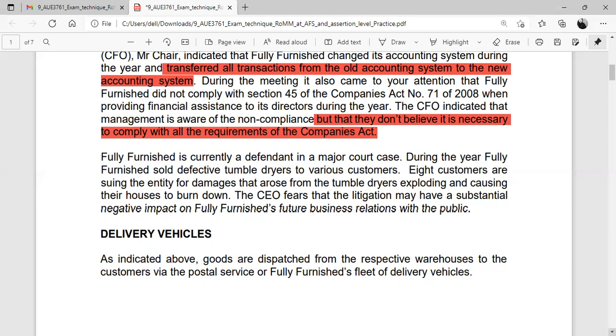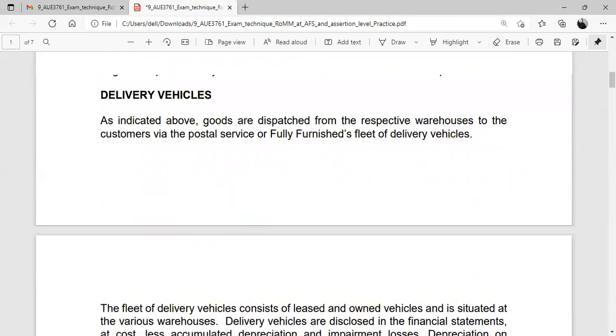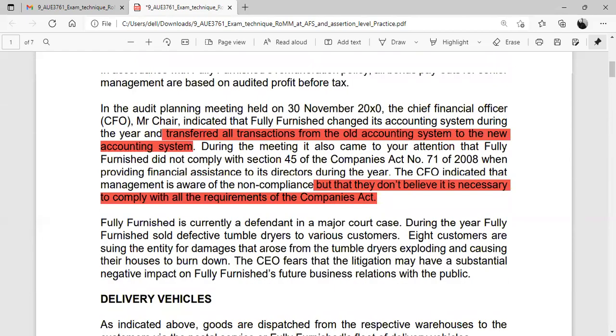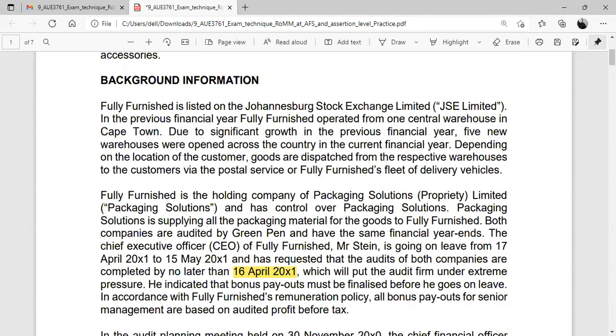But when you answer your question, you have to be as relevant as possible. The question asked for risk indicators at financial statement level, not at assertion level. So I'm going to scroll up and let's go through it. What stood out for you guys? And also remember, you must be able to fully substantiate why you think something is a risk indicator. So what were your red flags? What were your risk indicators and why?